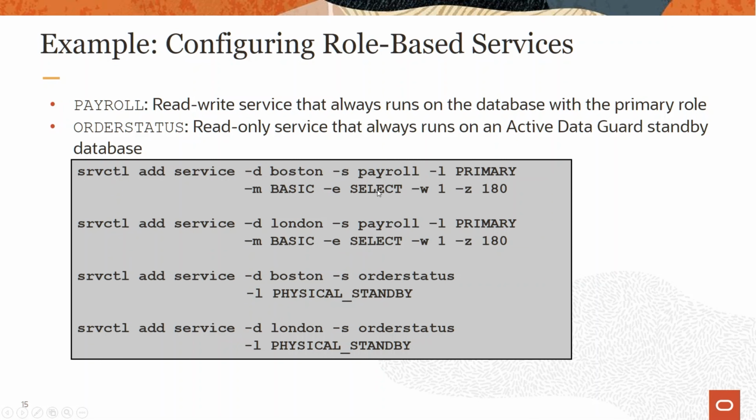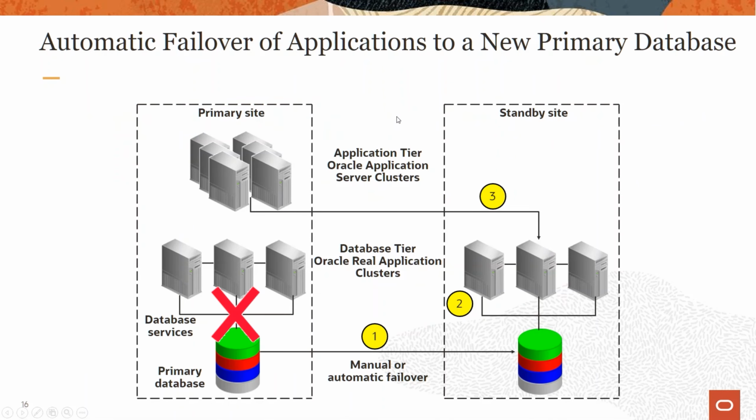And also, if Boston is running as a physical standby database, start order status. If London is running as a physical standby database, start order status. So you can create a role-based service. So as you can see, to support automatic client failover, it's best practice to use a service.